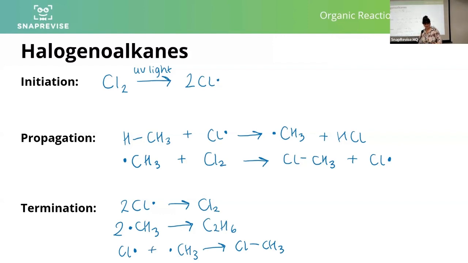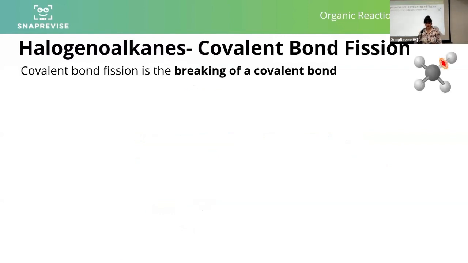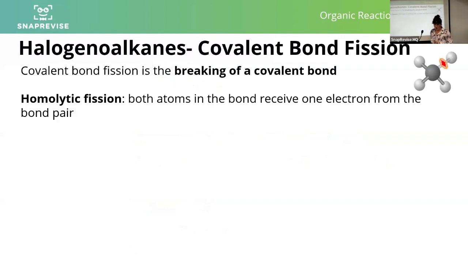Okay, let's whiz on. You don't need to know the curly arrow mechanisms for propagation and termination, but you do need to know it for the initiation step, because we need to talk about fission, specifically homolytic fission. Covalent bond fission is the breaking of a covalent bond, and we can have homolytic fission or heterolytic fission.